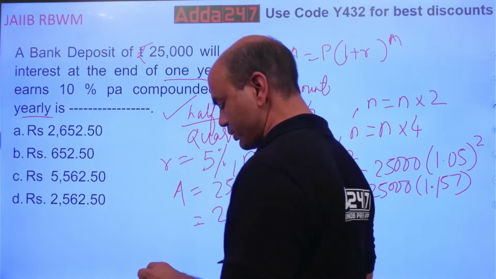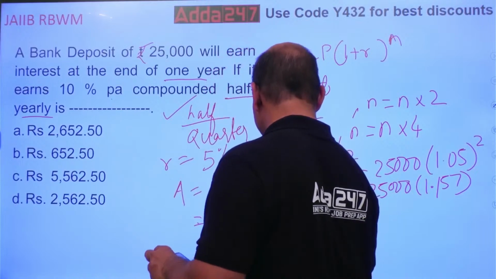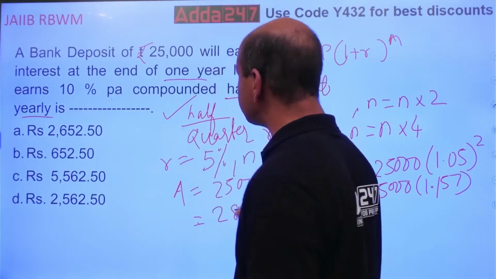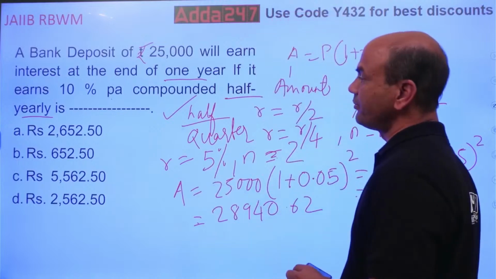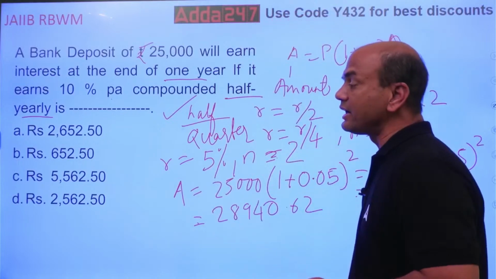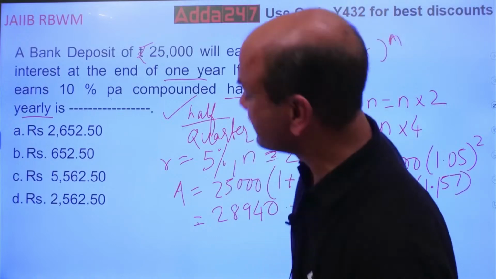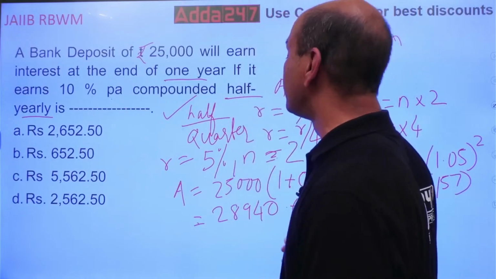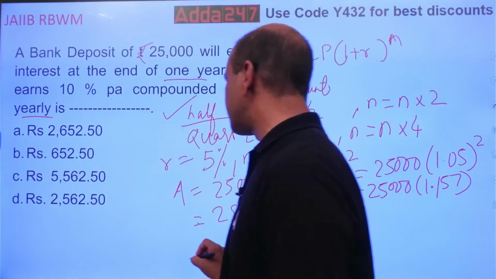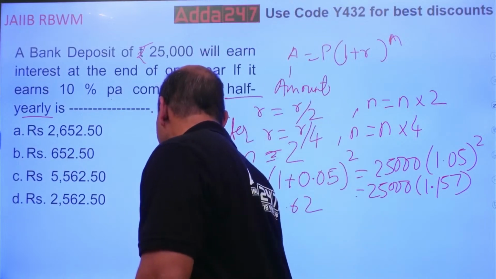28,940.62. So this is my total amount. But what do I want? I want the interest. What is the interest? The interest over here is A. What do you mean by interest? Interest equals A minus P.